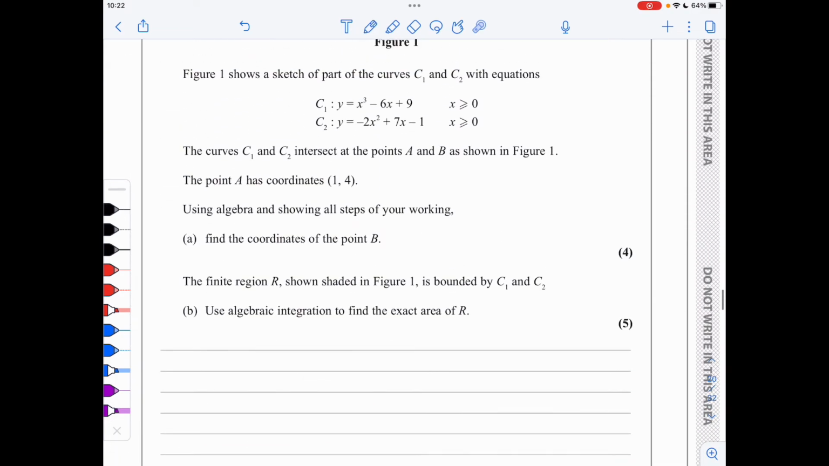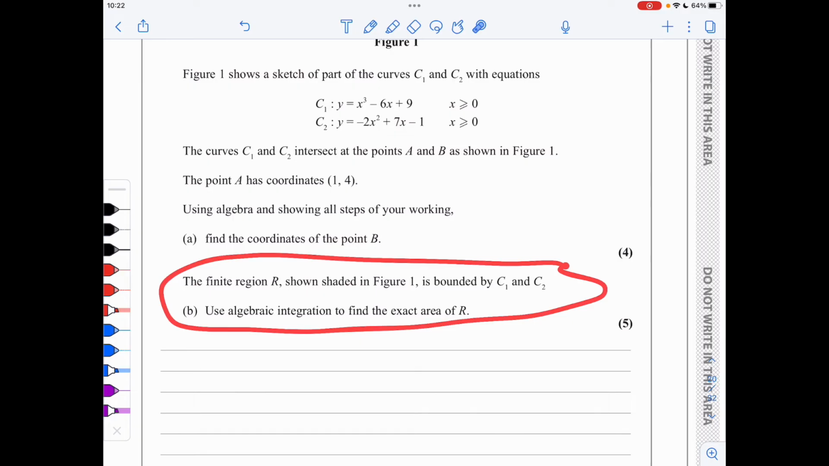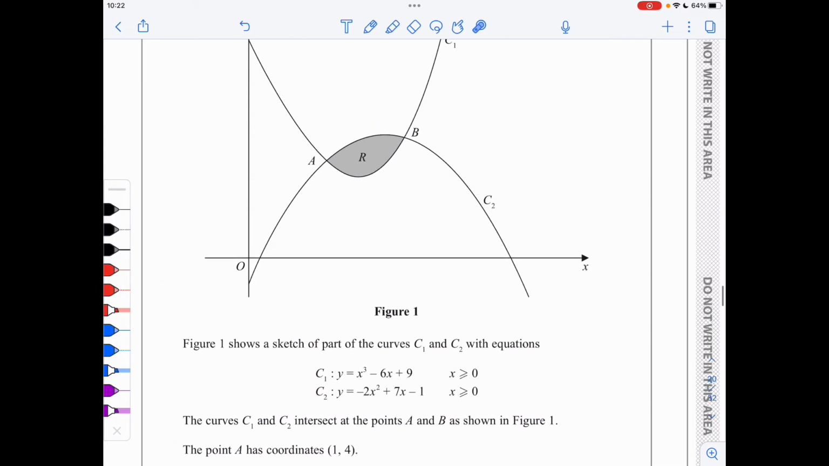In part B, we need to find the finite region R using algebraic integration. So we already know that this X value here is 1 and this one here is 2. These are actually the limits of the integration, and we always do the integral of the curve above, which in this case is C2, minus the curve below, which is C1.